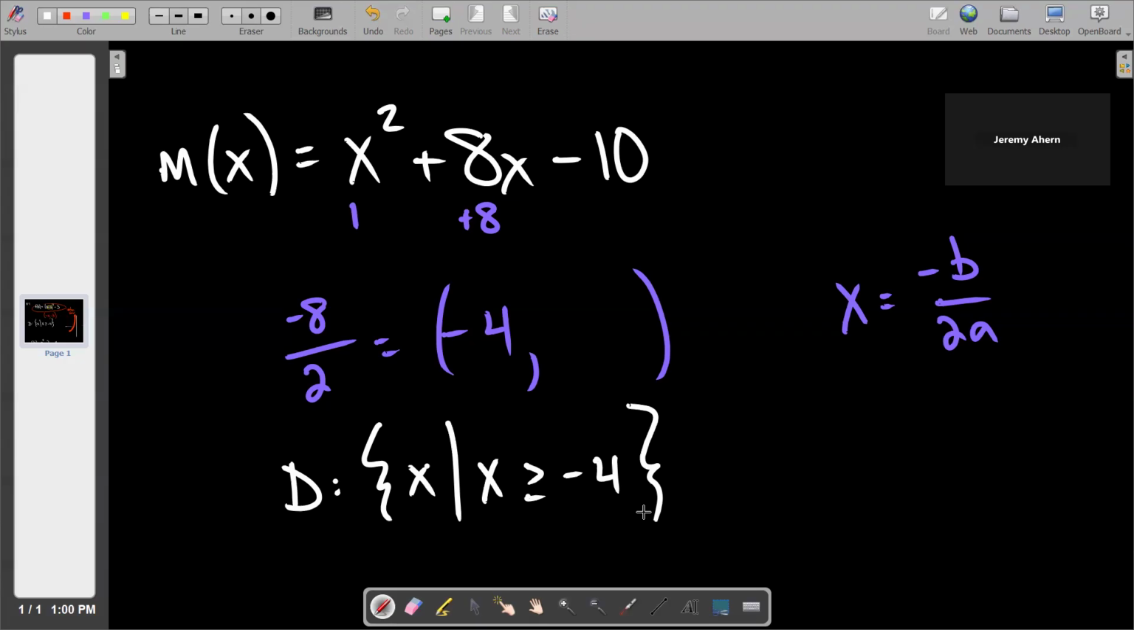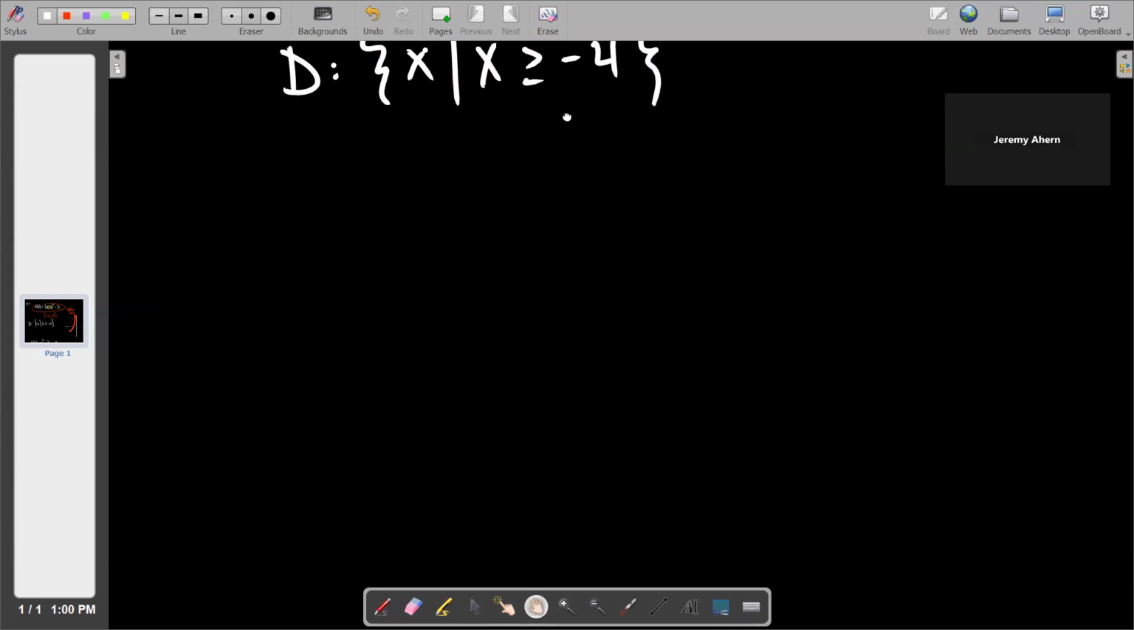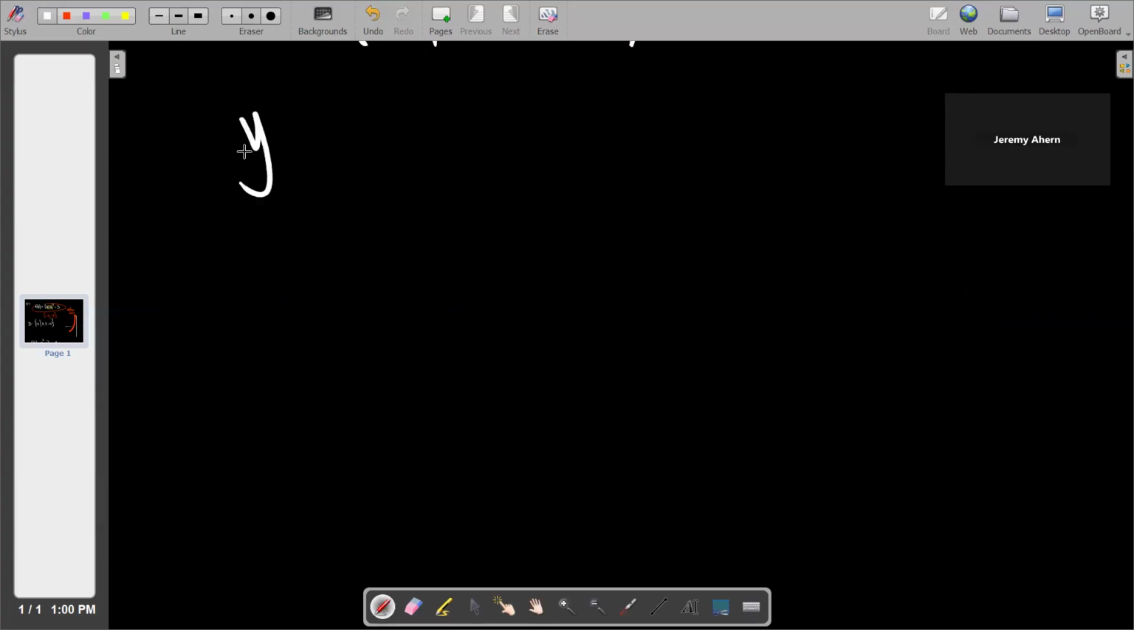No, we're done with the first half of the problem. Do you see how it says restrict the domain? Okay, we're done. But now you see how the second part says find the inverse? Now we have to go do that. That's what we haven't done. So that's the last part of this, is to take the equation. The problem that I wrote you was y equals x squared plus 8x minus 10. And so what do we have to do now?